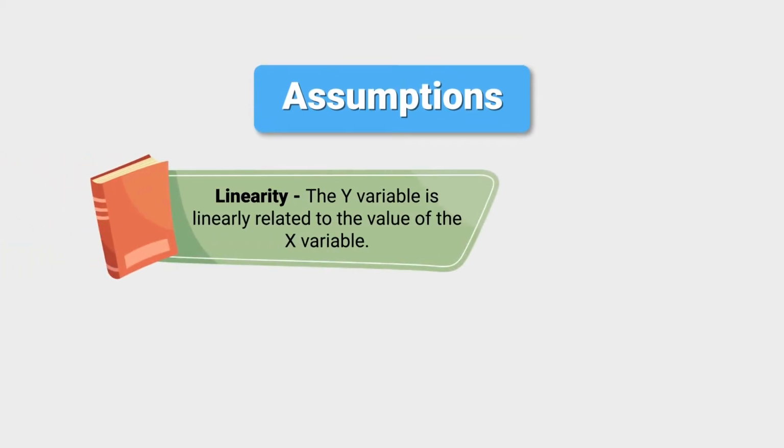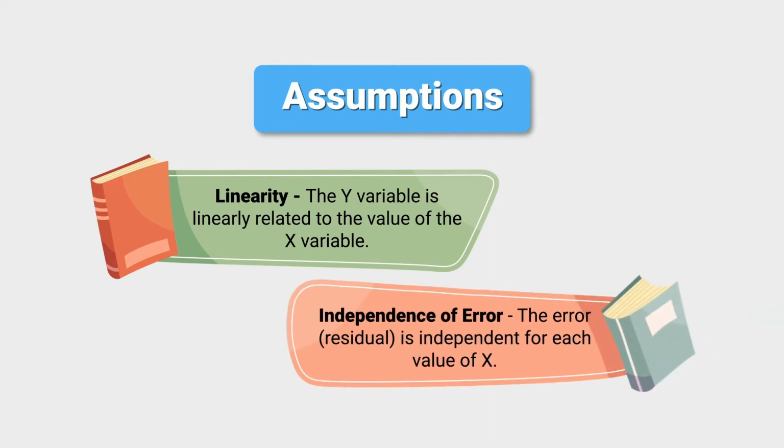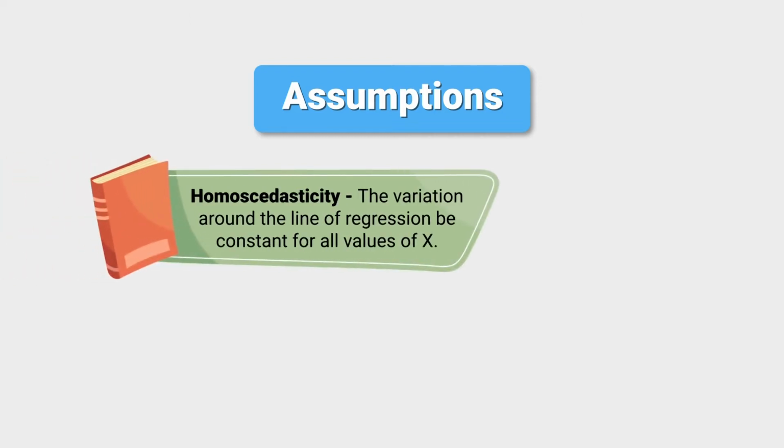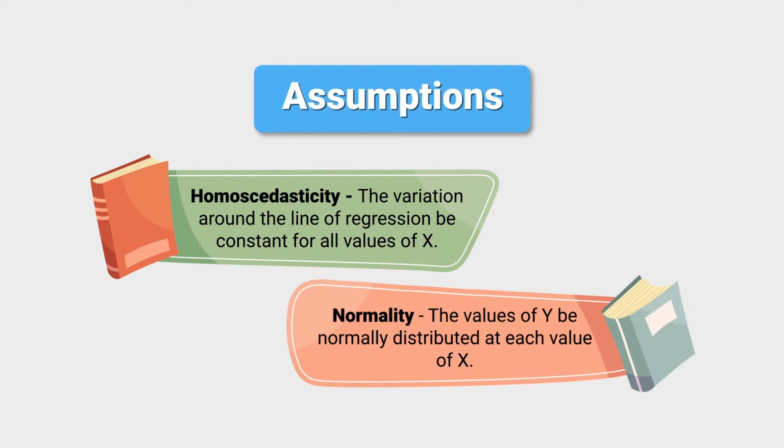The assumptions are as follows. Linearity: the y variable is linearly related to the value of the x variable. Independence of error: the error residual is independent for each value of x. Homoscedasticity: the variation around the line of regression is constant for all values of x. Normality: the value of y is normally distributed at each value of x. These are the assumptions we formulate before we start working on regression analysis.